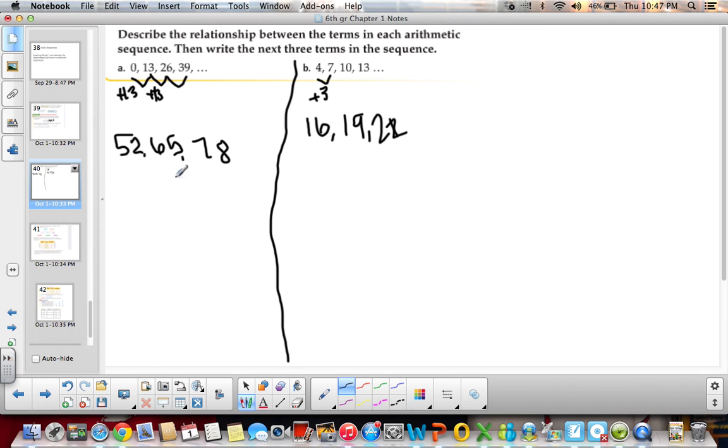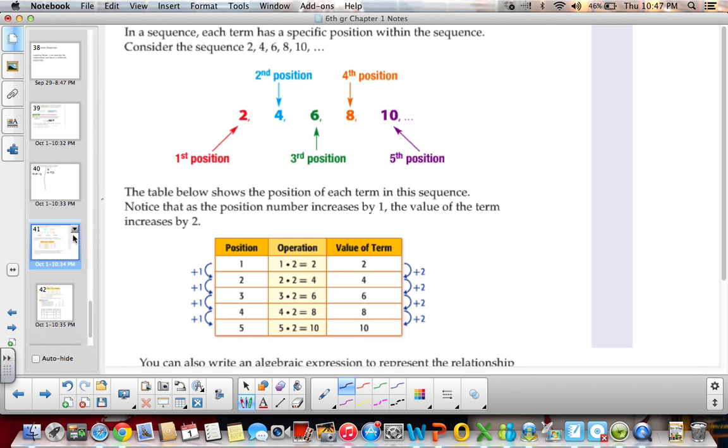16, 19, 22. Okay, in a sequence, each term has a specific position within the sequence. So let's look at the sequence 2, 4, 6, 8, 10. Okay, remember all these numbers are our terms, and then this is our arithmetic sequence. Specific position. So this number 1, this is our first term or our first position. Second, third, fourth, fifth.